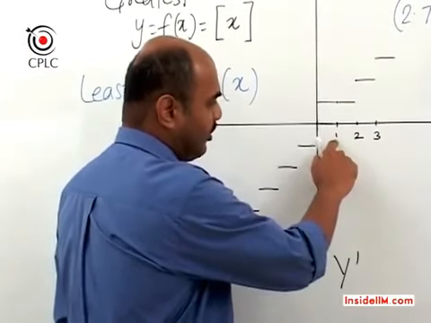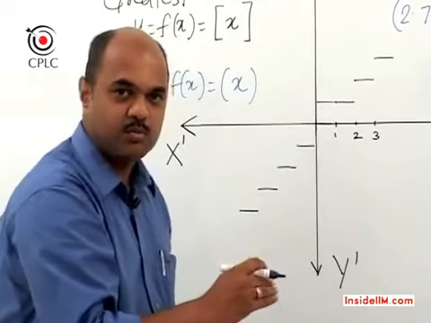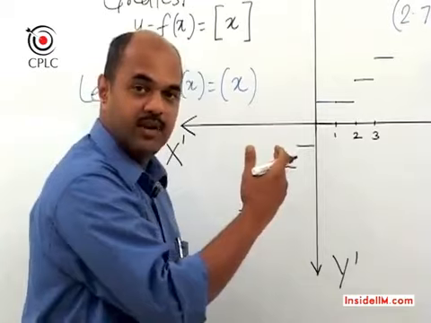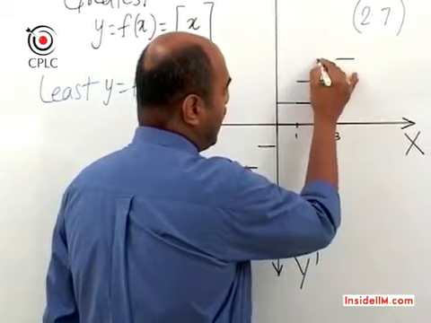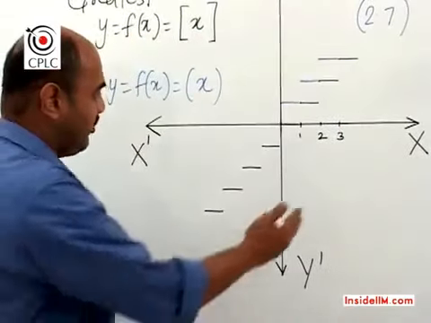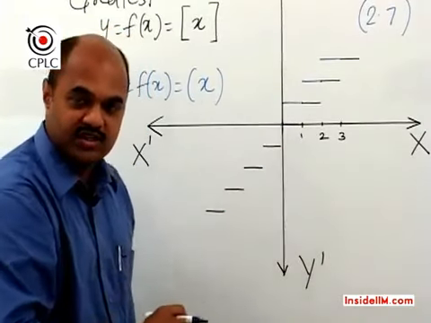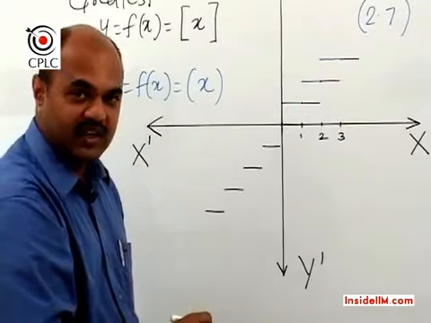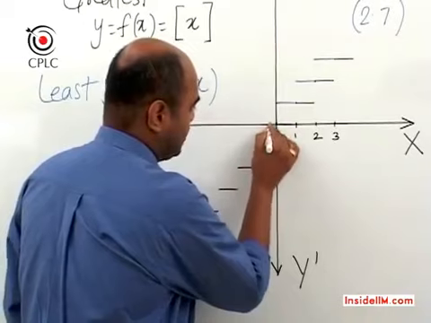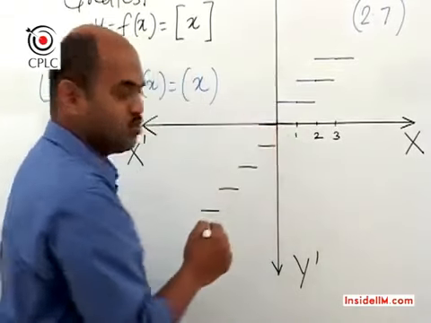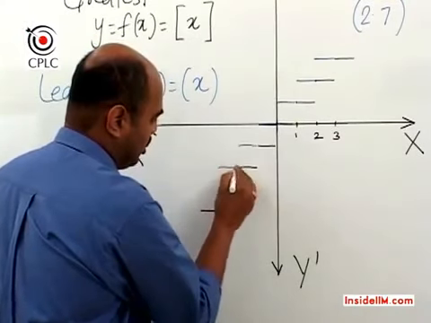The moment the value of x crosses 1, and even if it becomes 1.05, let's assume, the value of y would automatically become 2 because it's the least integer greater than the given value, and we move on in this manner. If I move to the negative side, so for example, when x is 0, y would stay 0. If x is minus 0.5, then the value of y would become 0. So this part of the x-axis would actually be your least integer function graph, and so on.